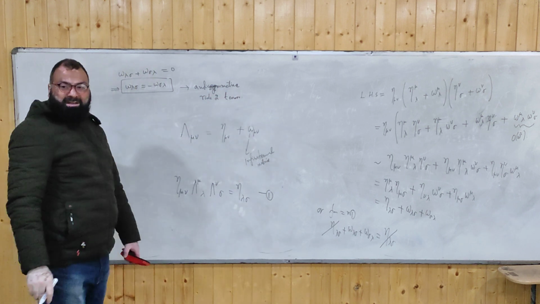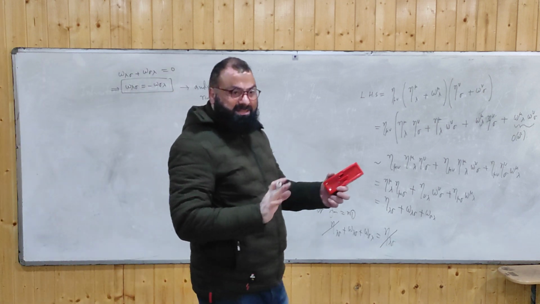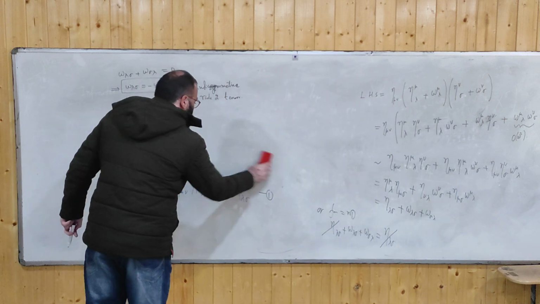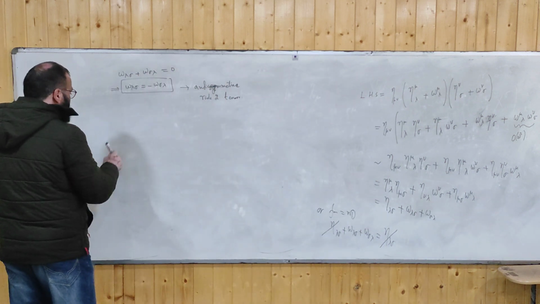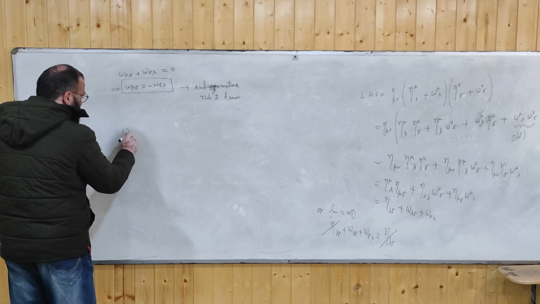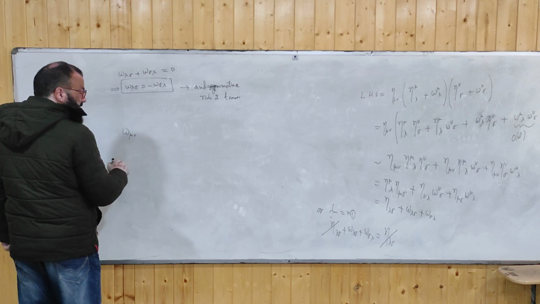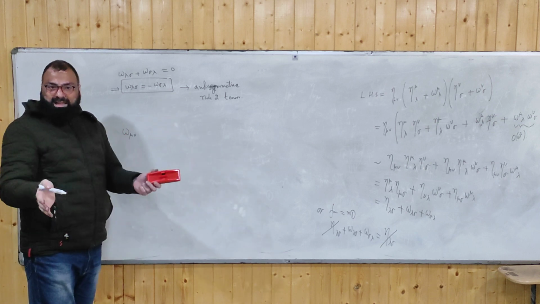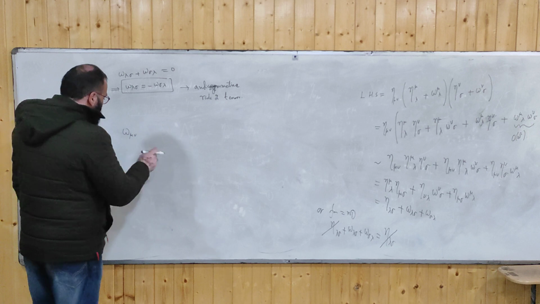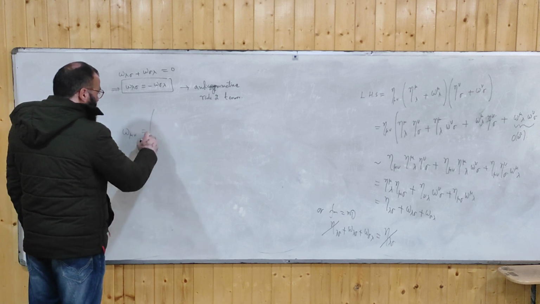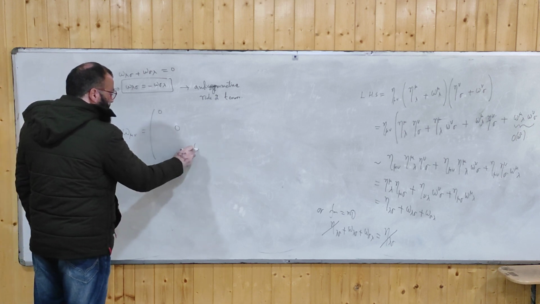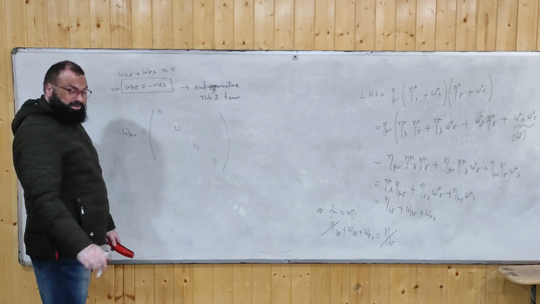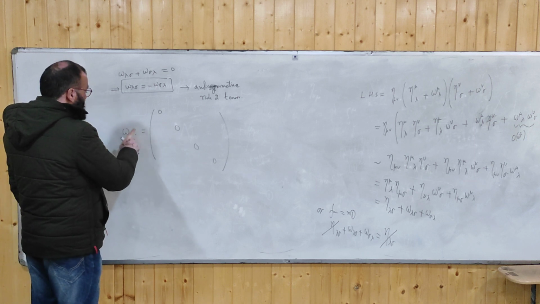Now how many independent components do you have for an antisymmetric tensor? The first thing is, let me write the diagonal elements of this omega mu nu. So let's say omega mu nu, its diagonal elements are what? Zero. If you have an antisymmetric matrix, its diagonal elements are always zero. So omega mu nu has 0, 0, 0, 0. These are the diagonal elements. Clear? Got it?